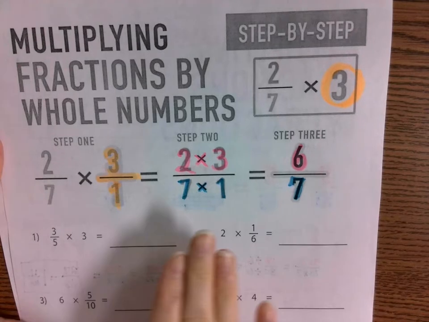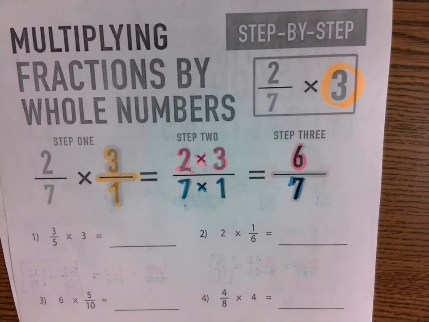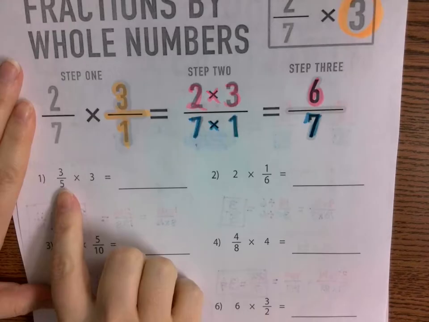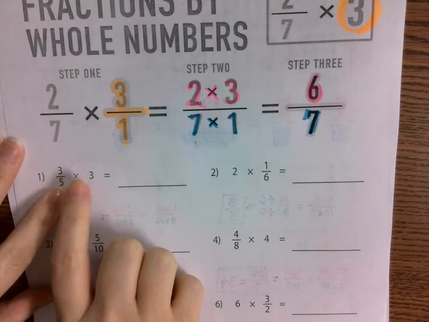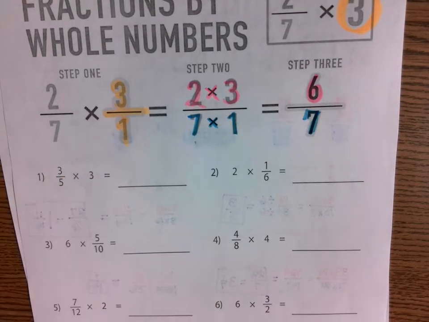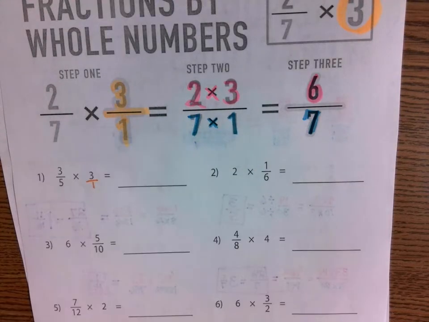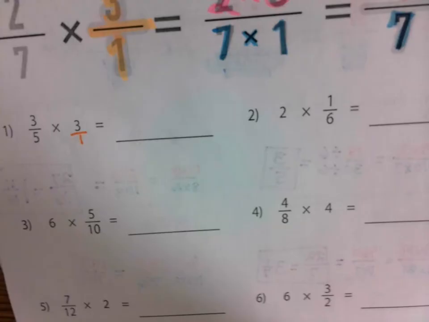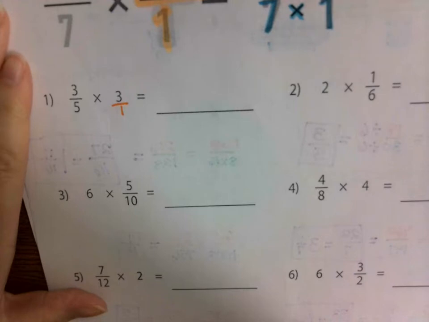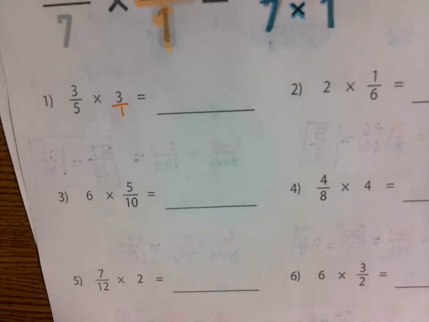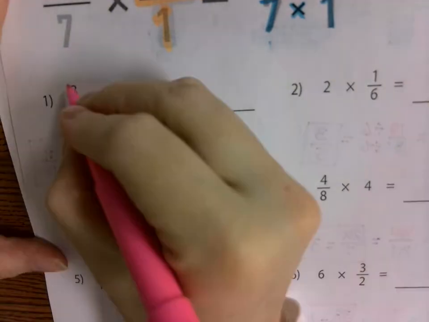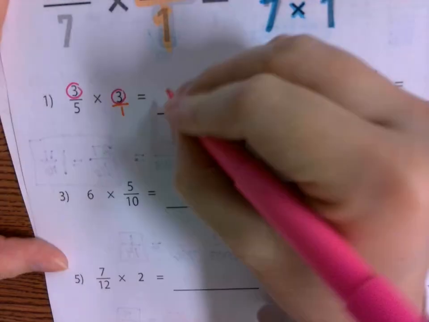So for problem number 1, we have 3 over 5 times 3. The first thing I'm going to do is convert this 3 into a fraction by putting a 1 underneath it. That's all I have to do. I just put a 1 underneath the whole number, and then I've created a fraction. It's 3 out of 1. Then I multiply my top. So I'm going to multiply 3 times 3. What's 3 times 3? 9.